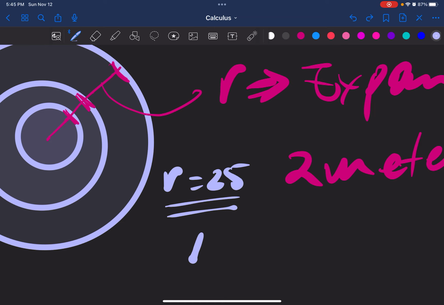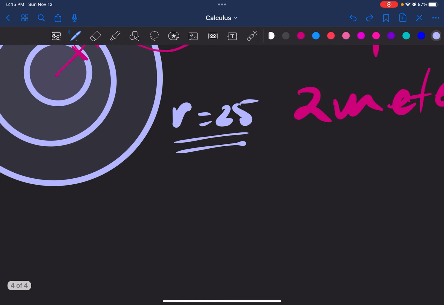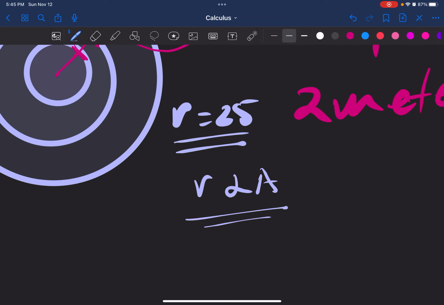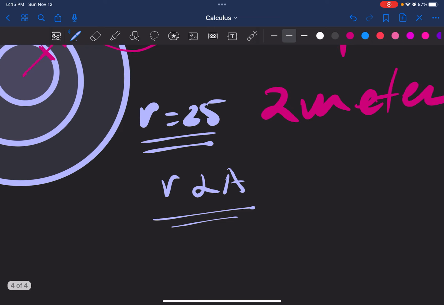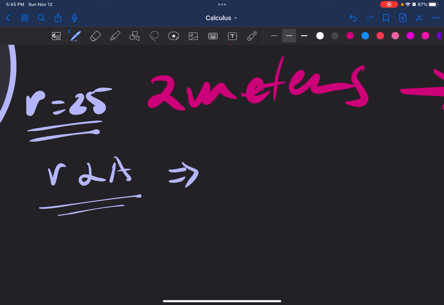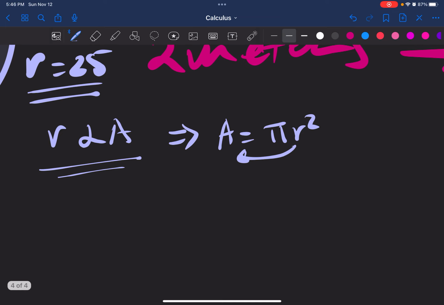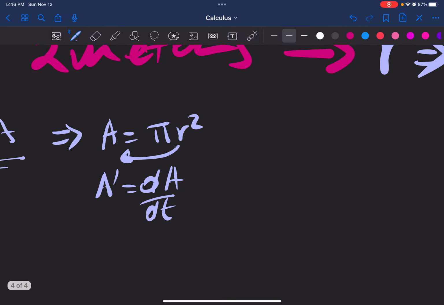Here we need to understand the relationship between the radius and the area. The relationship between the area and the radius is A equals pi r squared, because the area of a circle can be found using the radius squared times pi. Knowing this, now I can find A prime, which is the same as dA/dt. So what is dA/dt equal to?